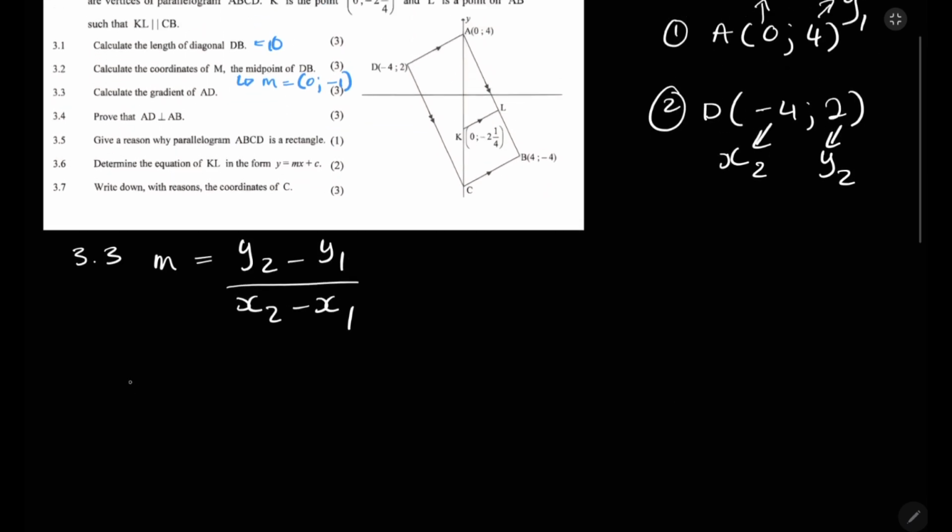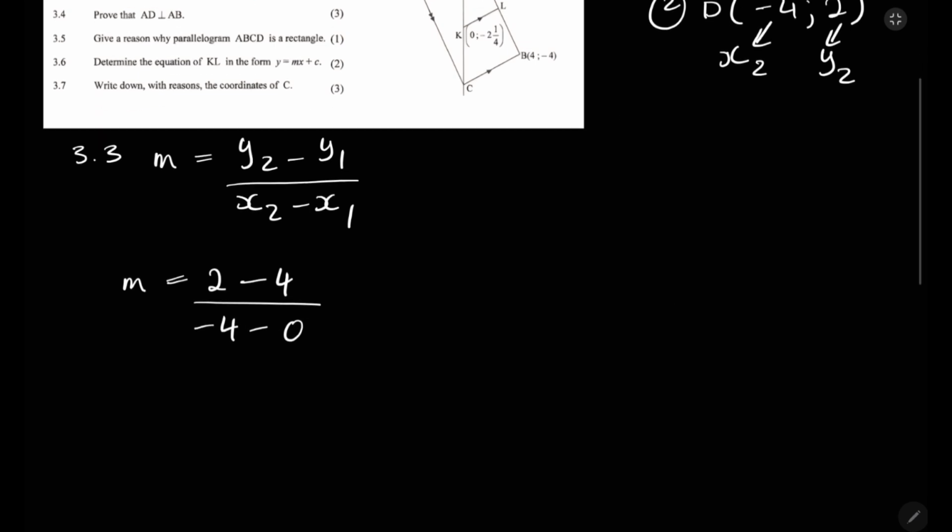Now let's substitute. You have m is equal to Y2, which is 2, minus Y1, which is 4, over X2, which is -4, minus X1, which is 0. Now when you punch this in your calculator, you should get 1 over 2 as the gradient of AD. Let's move to 3.4. Prove that AD is perpendicular to AB.